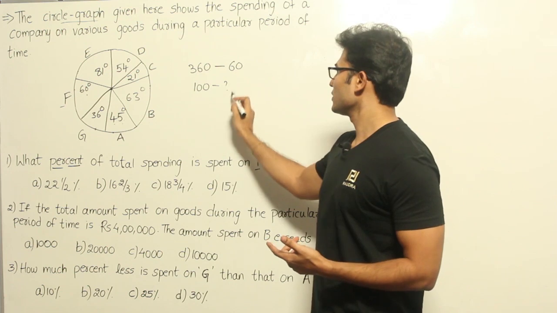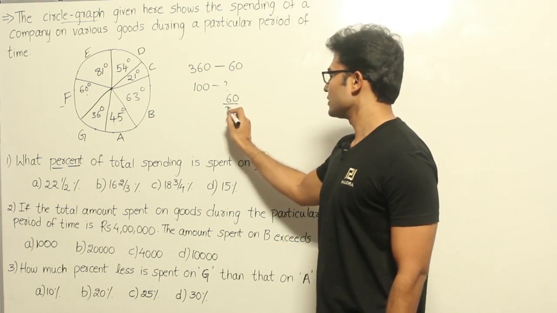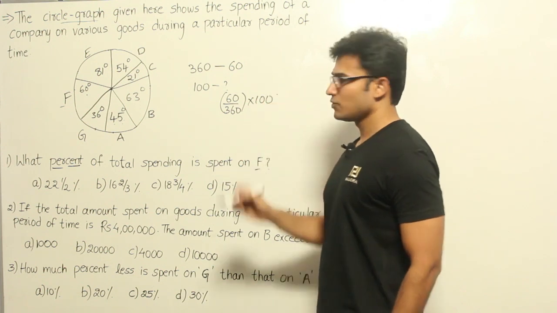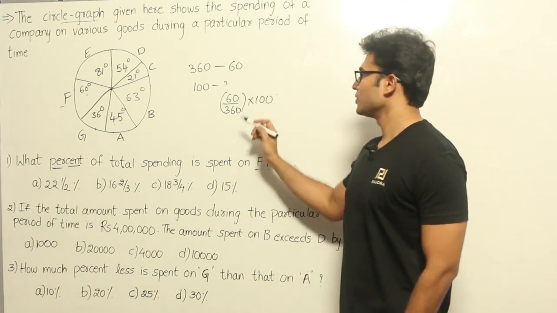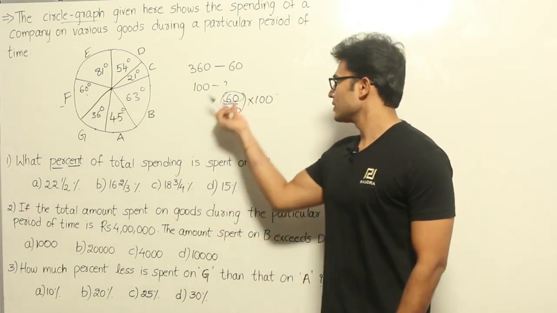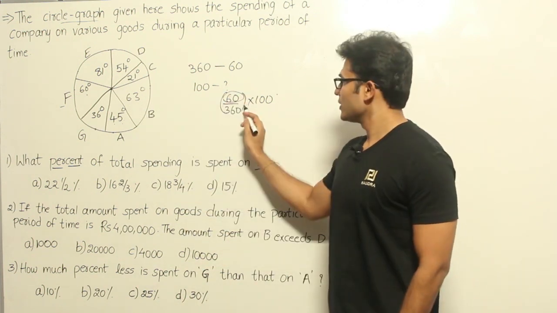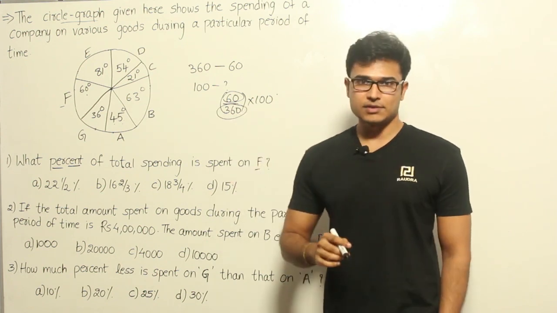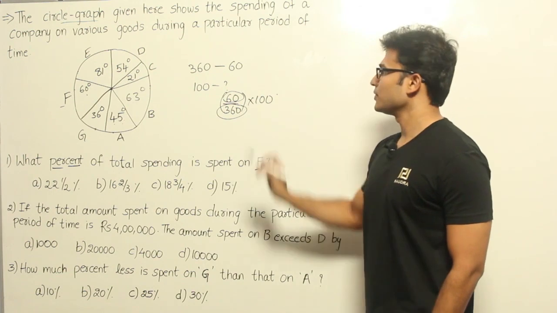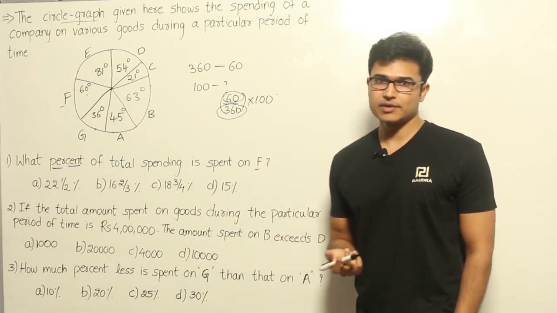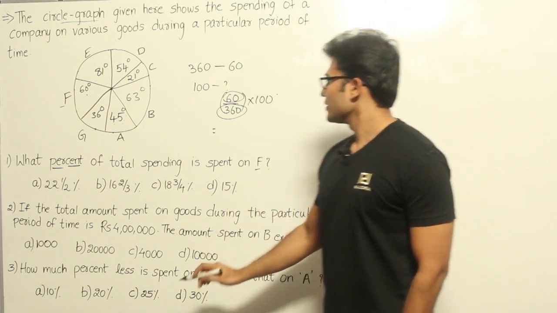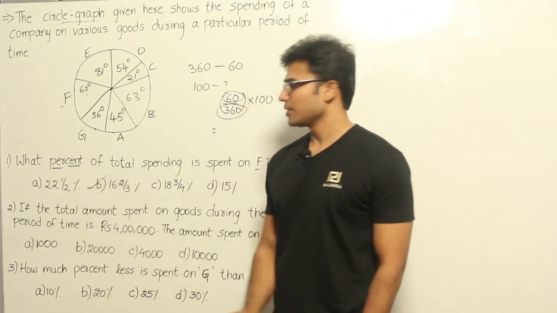If you have to find it out, then it is nothing but 60 by 360 into 100. Or in general, if you want to do this conversion, whatever part is given, you can take its equivalent degree and divide it by total degrees, which is 360, which means in the circle there will be totally 360 degrees, and you multiply with 100. If you do that, you will get it in percentages. So for this one, you are going to get 16 2 by 3%.